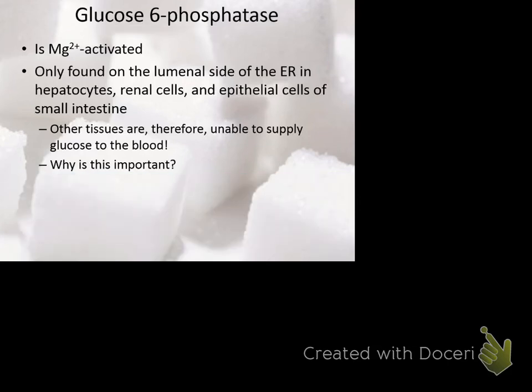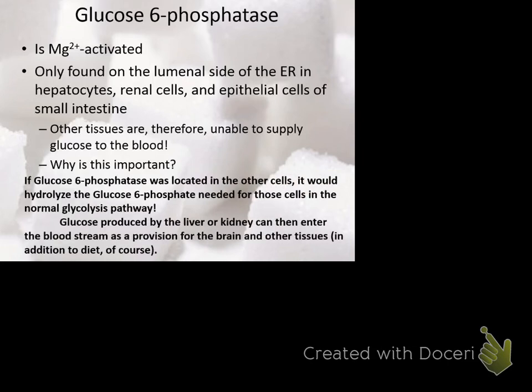If that enzyme was located in the other cells, then it'd make what's called a futile cycle. That means all the cells that have glucose would make glucose 6-phosphate, and immediately they would just start to go back to glucose. Okay? So you don't want to have the enzyme that does that present in cells that are going to need the energy for the glucose.